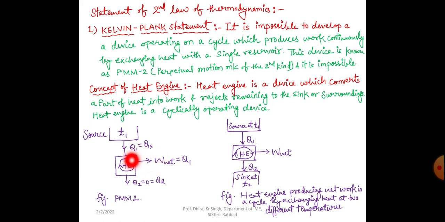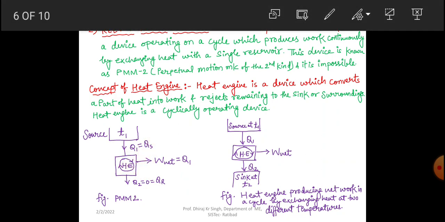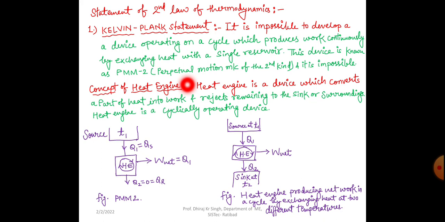Why is it not possible? Because there is only one reservoir, that is the source. There is no sink. So what Kelvin Planck told us is that it is not possible to develop a device operating on a cycle which produces work continuously by exchanging heat with a single reservoir. Kelvin told us that if you want to exchange heat, then at least there should be two reservoirs. So here we can see there is only one source reservoir, there is no sink reservoir.